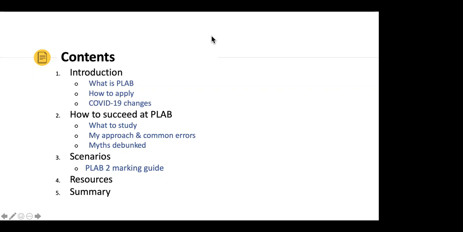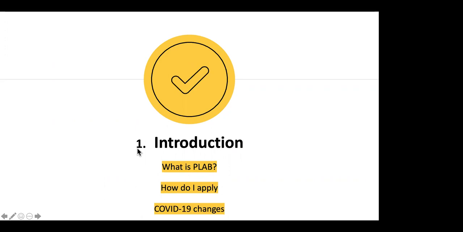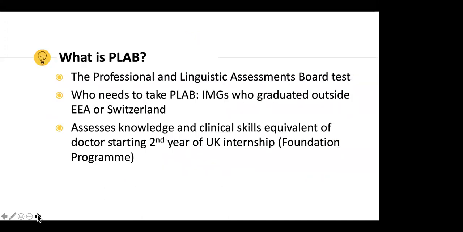Okay, so we'll move on to the introduction. So what is the PLAB exam? As I mentioned before, it's a 2-part exam. Part 1 is MCQ based and part 2 is OSCE based, and OSCE stands for Objective Structured Clinical Exam.